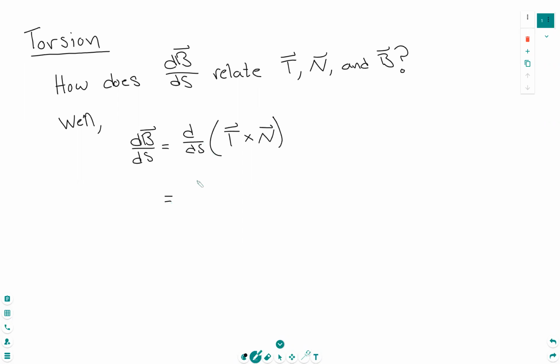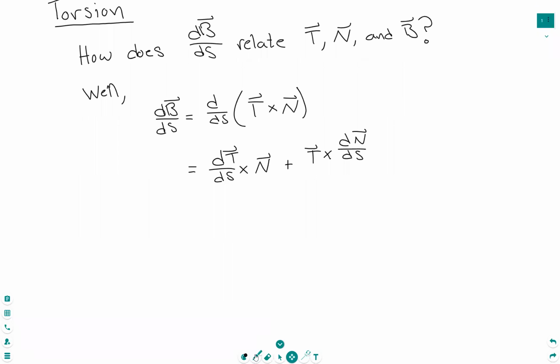So this is dT/ds crossed with N plus T crossed with dN/ds, right? And that was just going back to our differentiation of the product rule that we talked about earlier. So now let's look at these terms and figure out what's going on.